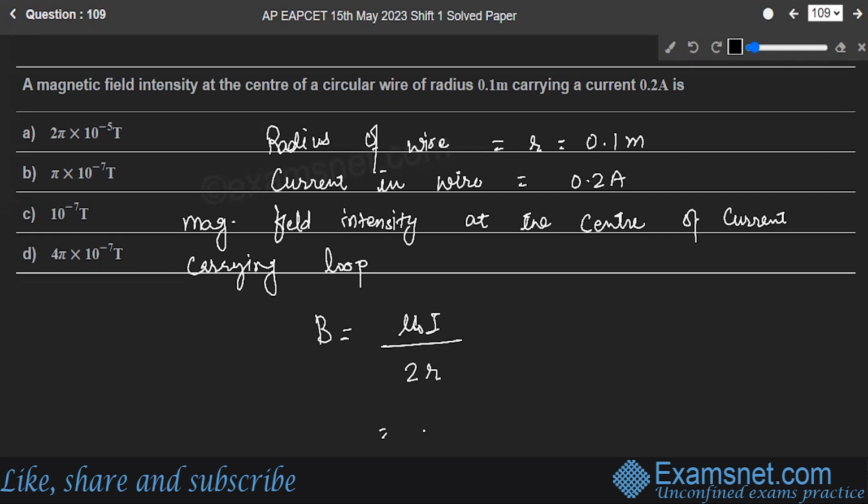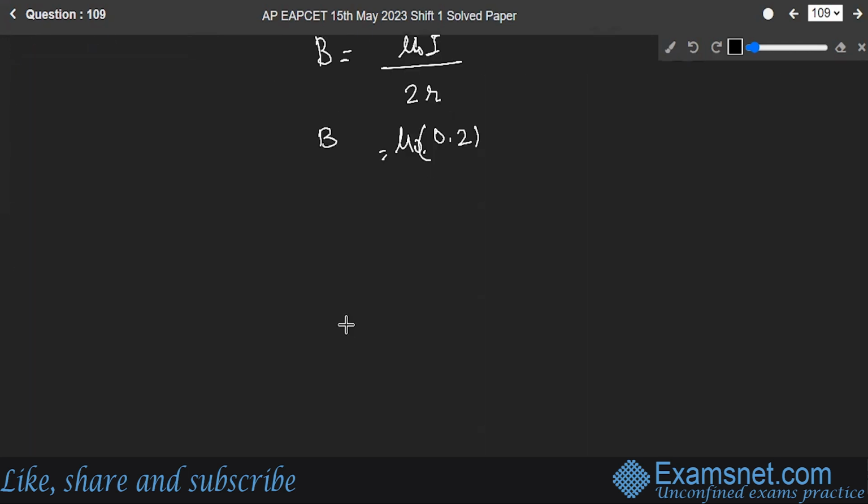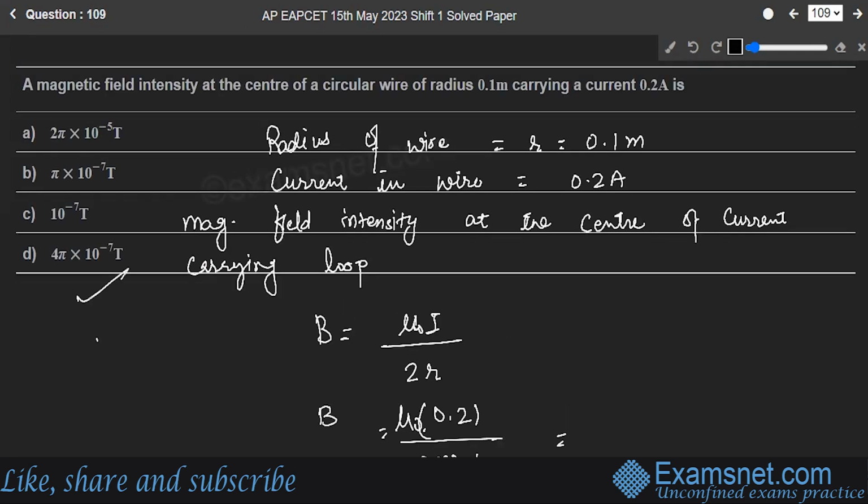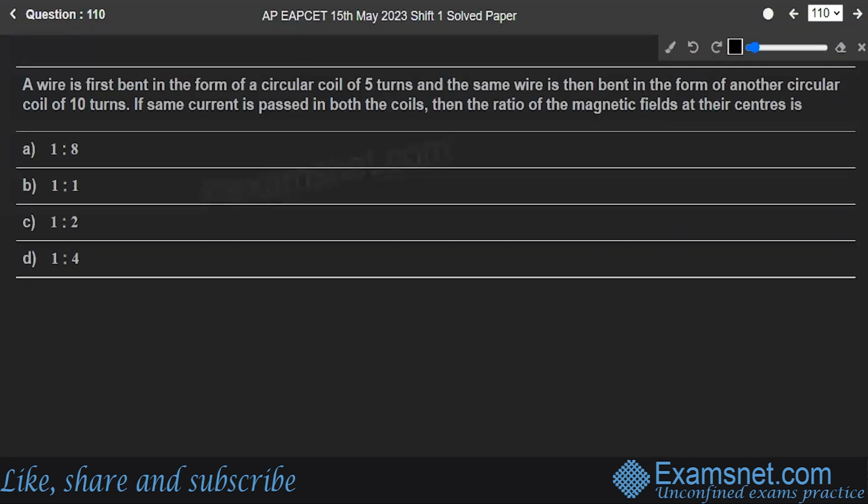Okay, so let's fill in. You have mu naught into 0.2 divided by 2 into 0.1. So that's it. You have B is equal to mu naught, so this is equal to 4 pi into 10 raised to power minus 7 tesla. That makes option D the right answer. Hope you got that. Let's move to the next question.